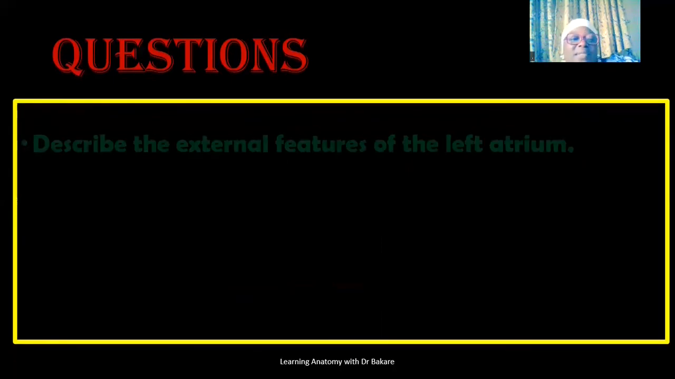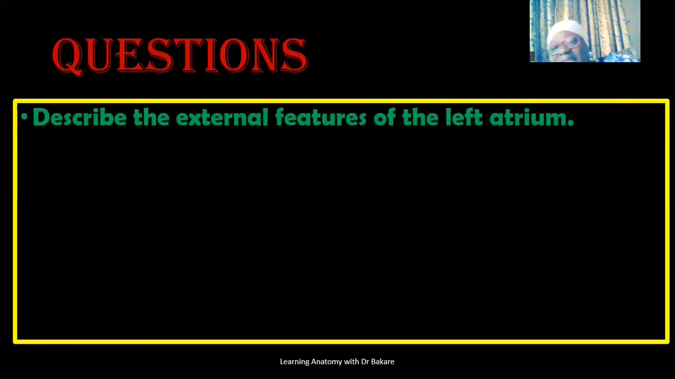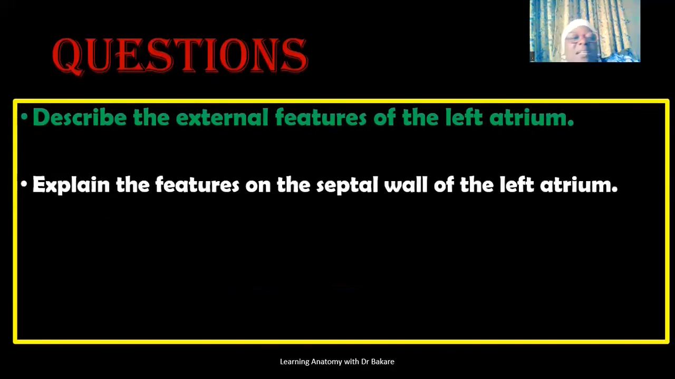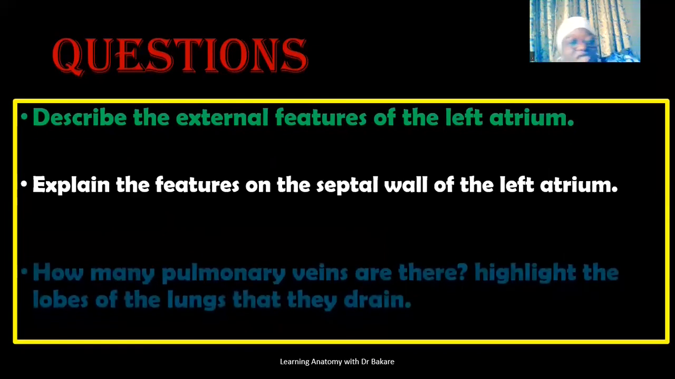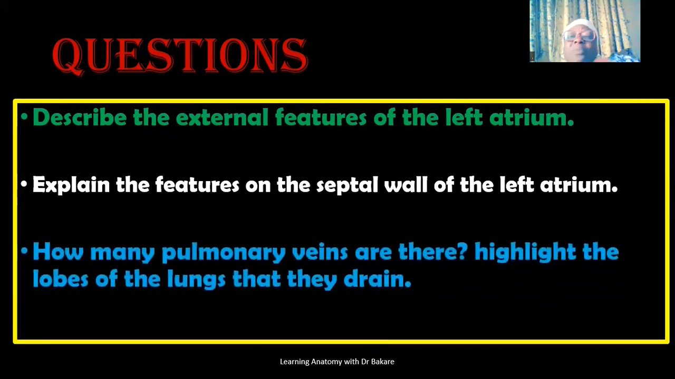Let's check our understanding of this lecture through the following questions. The first one is to describe the external features of the left atrium. The second question is to explain the features on the septal wall of the left atrium. And the last question is, how many pulmonary veins are there? Highlight the lobes of the lungs that they drain.